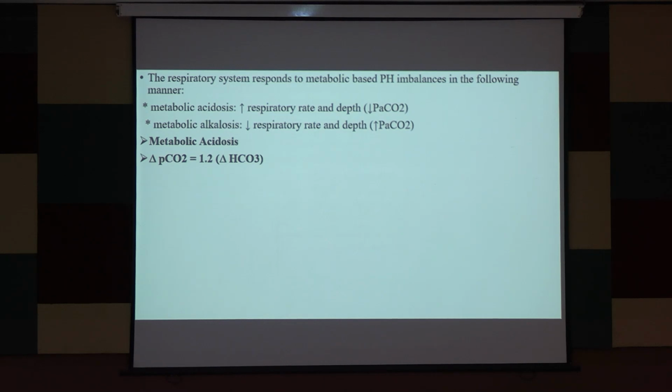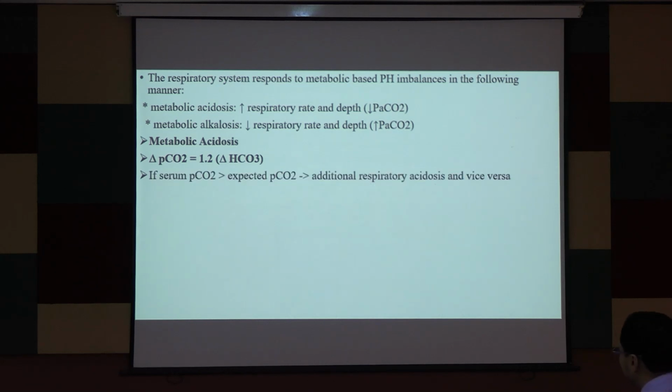1.2 আর 0.7. So if serum PCO2 after this calculation, let's assume the PCO2 must be 50 millimeter mercury, right? But in ABG you find that the PCO2 is 70, so there is additional respiratory acidosis as well.